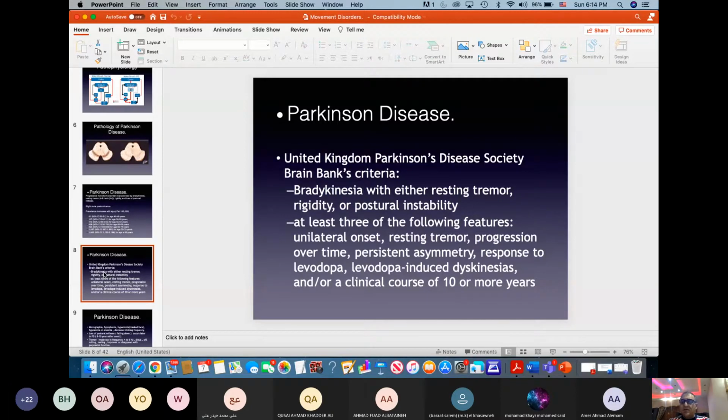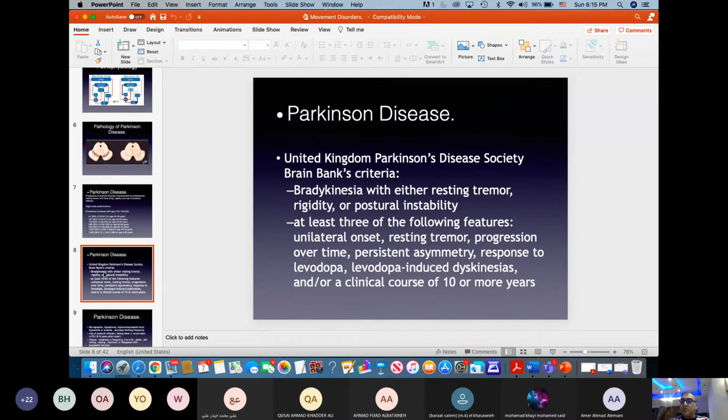So this is why we have criteria to follow. If the patient meets the criteria, then he or she would be diagnosed with idiopathic Parkinson's disease. One of the major criteria is the presence of bradykinesia. So every Parkinson patient should have bradykinesia with either one of the following: resting tremor, rigidity, or postural instability. Now, the patient also has to have three of the following.